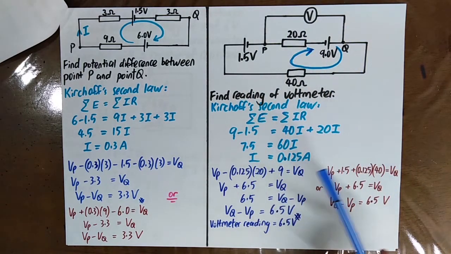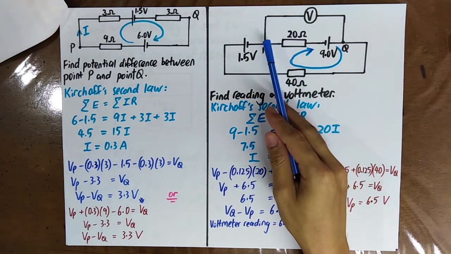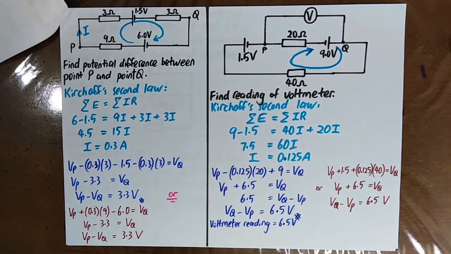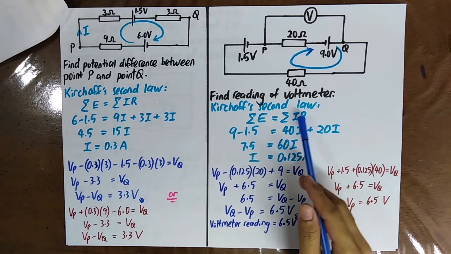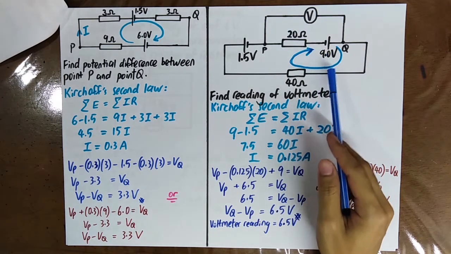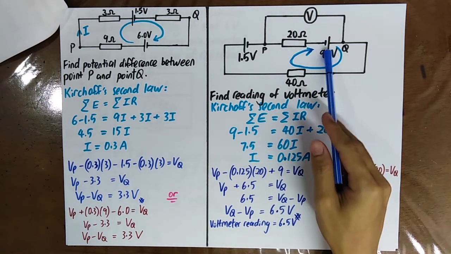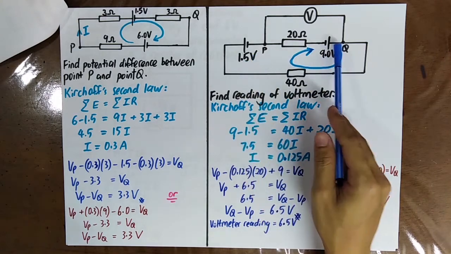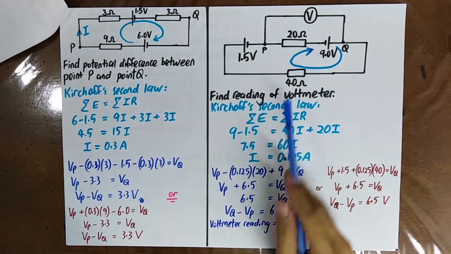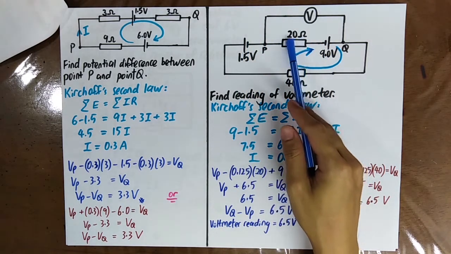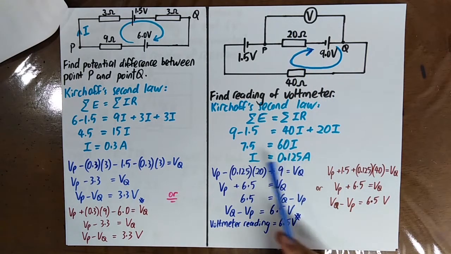Find the reading of the voltmeter. That means that I want you to find the potential difference between point P and point Q. By using Kirchhoff's second law, you know that the summation of E is equal to summation of IR. 9 minus 1.5, because they are of opposite polarity, is equal to 40I plus 20I. Then you know that I is like this.